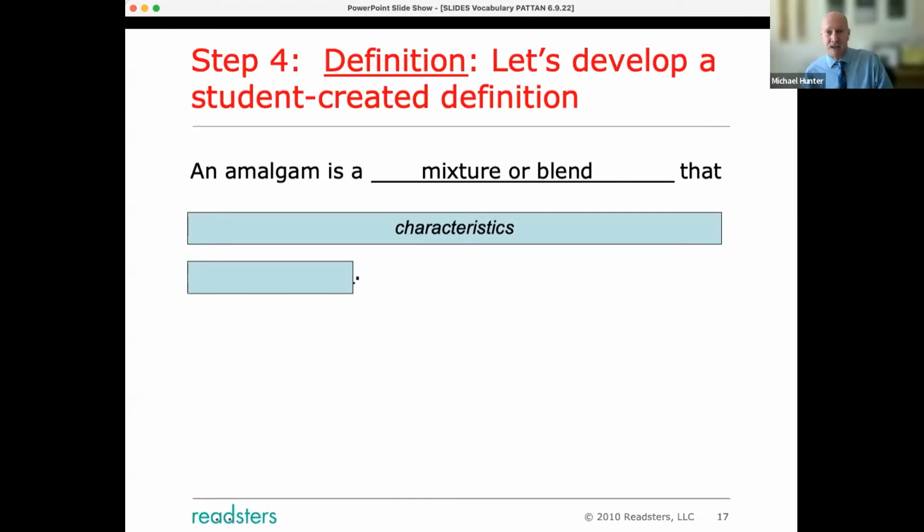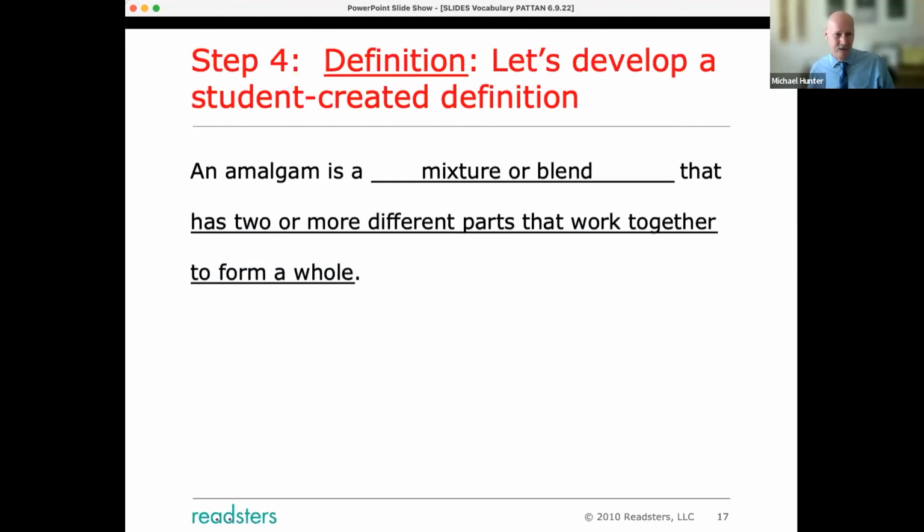I like that. Yeah. You see how this helps us refine and really own our definition. If you spend a little time with this, it can be fascinating, and students will come up with some great concepts. When we put this workshop together, we came up with: two or more different parts that work together to form a whole. But you guys had some really great ones.